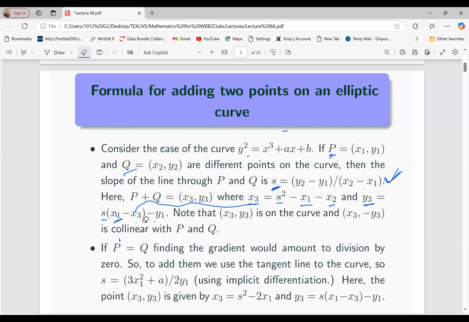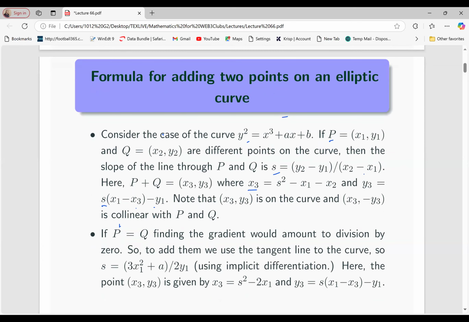Now, that is if the 2 points are different and if they don't lie on the same vertical line. Of course, if they lie on the same vertical line, then their sum is infinity. They give you the identity. The identity, we said, is the point at infinity. So these formulas do not apply if the points lie on the same vertical line.